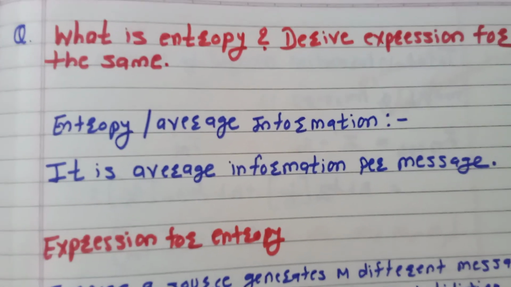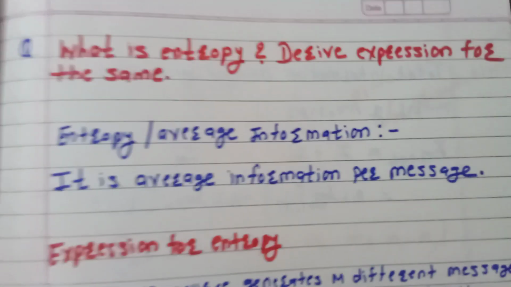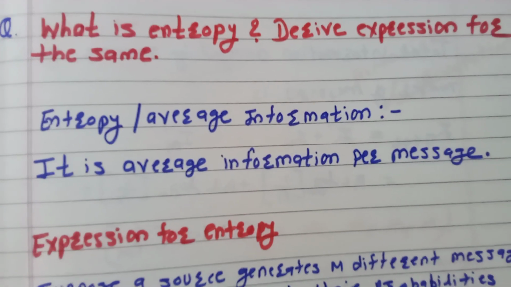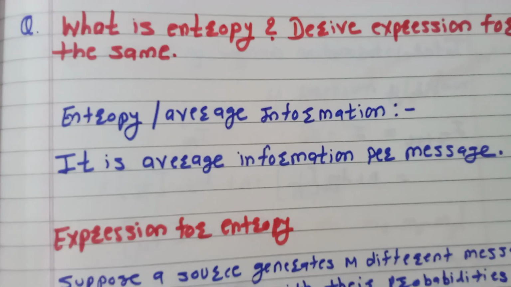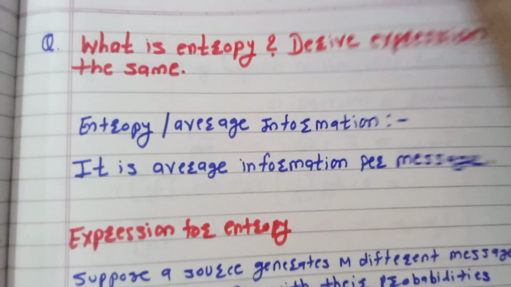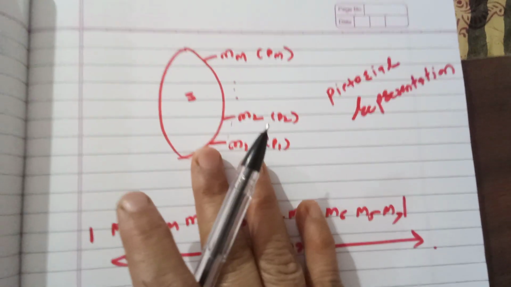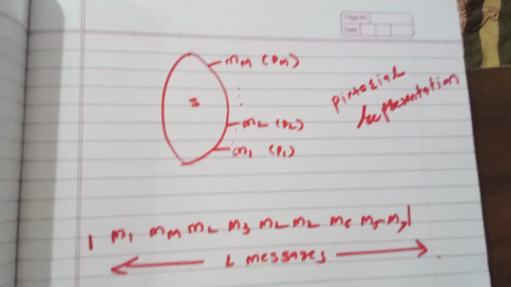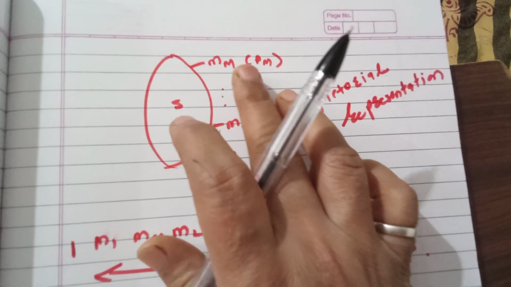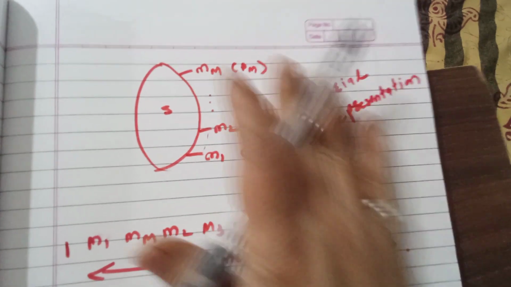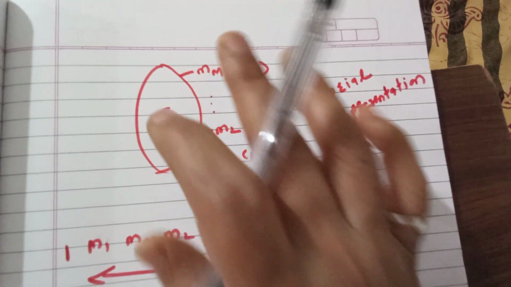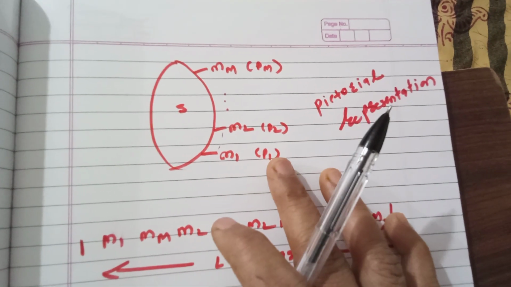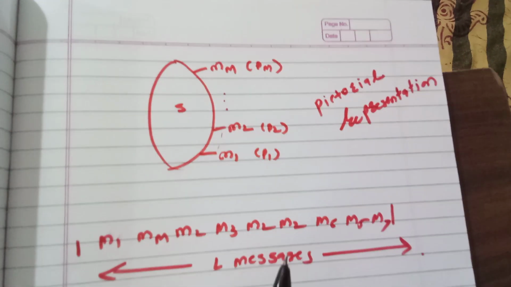Hello students, let us understand what is entropy and also derive the expression for the same. So entropy is average information per message. Now to derive its expression, let us take this source. Suppose this source is generating capital M messages, that is M1, M2 up to MM, and the probabilities associated with these messages are P1, P2, PM.